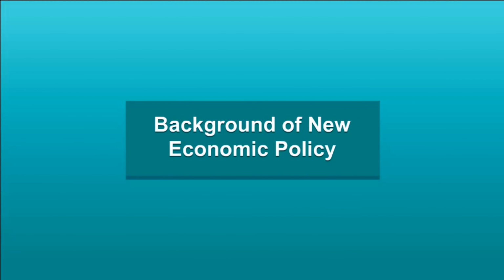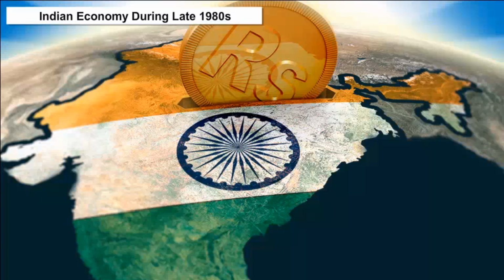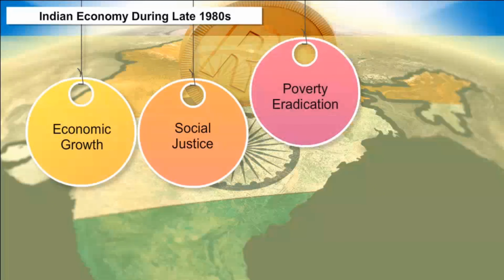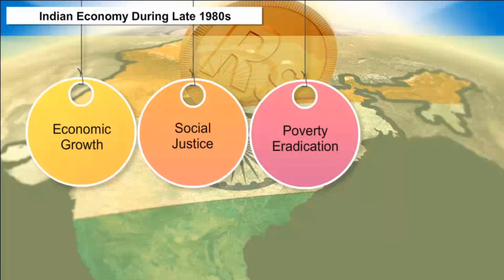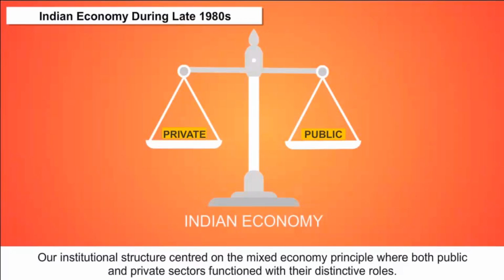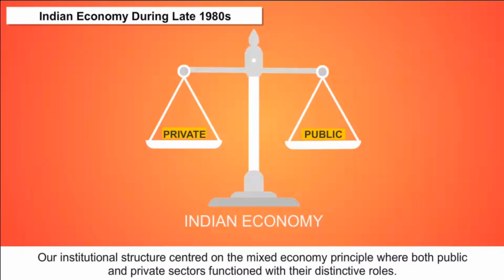Background of new economic policy. Indian economy during the late 1980s. To achieve the goals of higher economic growth, social justice, poverty eradication, and self-reliance, our institutional structure centered on the mixed economy principle, where both public and private sectors functioned with their distinctive roles.